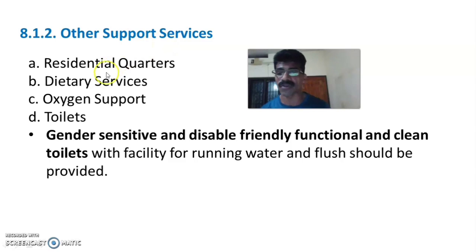Other support services include residential quarters for the staff of the primary health center, dietary services for the patients and others, oxygen support for the patient care, and fourth one is toilet facilities. It is specifically mentioned that the toilet must be gender sensitive and disabled friendly, functional and clean toilets with the facility of adequate running water and flushing facility. So these are the other support services under infrastructure for clinical services.